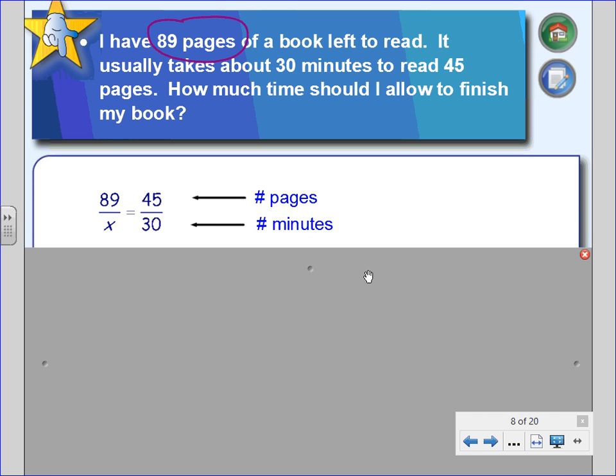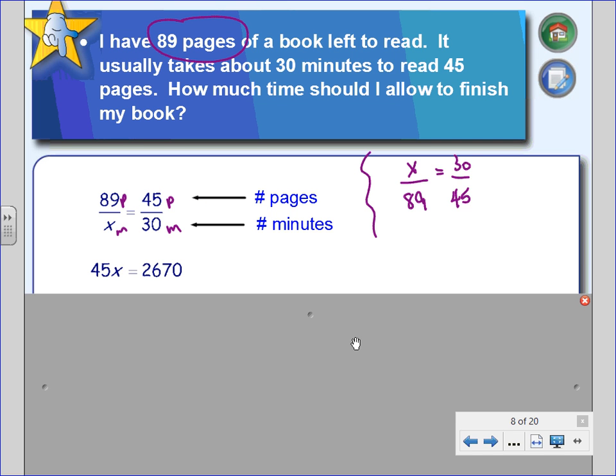So I set mine up with pages up top. If you chose to set yours up with minutes up top, that is completely fine. Yours would look like this. And we will all get the same thing when we solve here. So it does not matter as long as your units stayed the same across. So this is where you might want P's right here and M's right here just to confirm that you did line up your units. All right, we cross multiply.